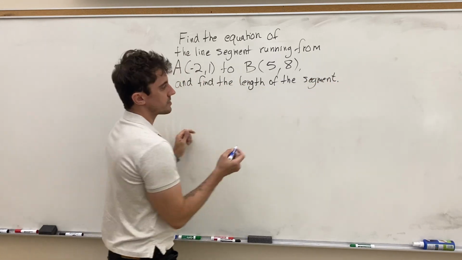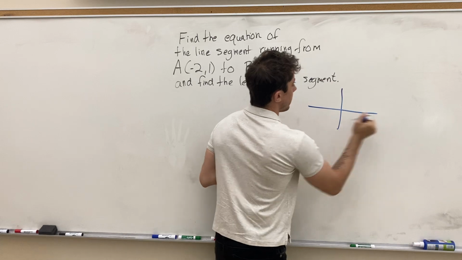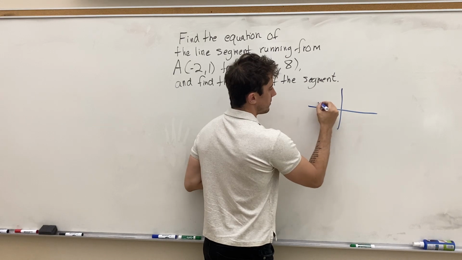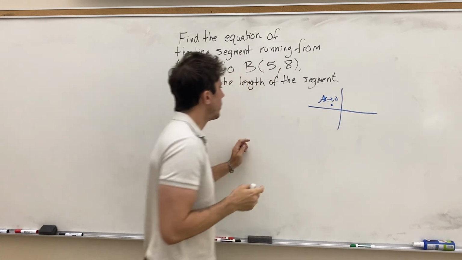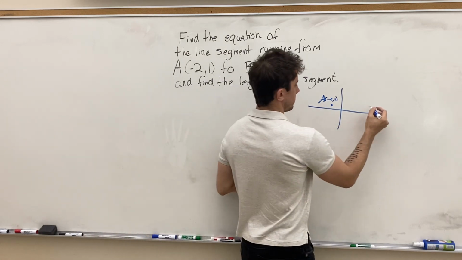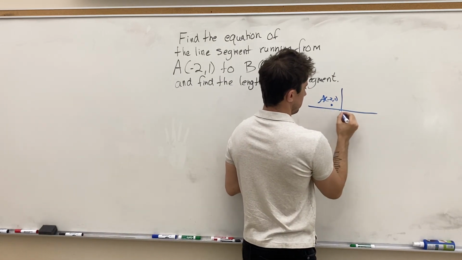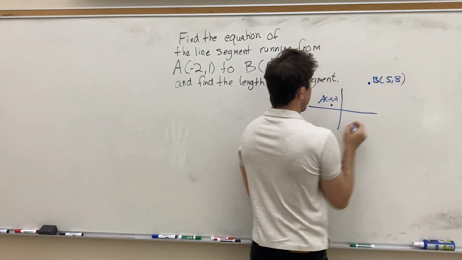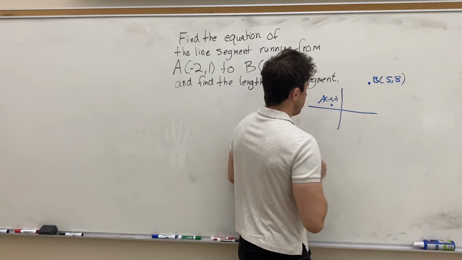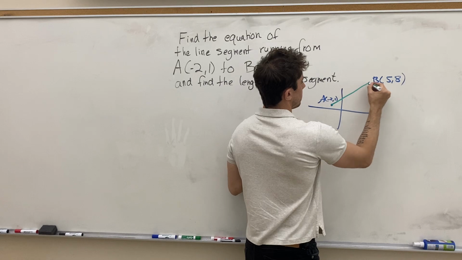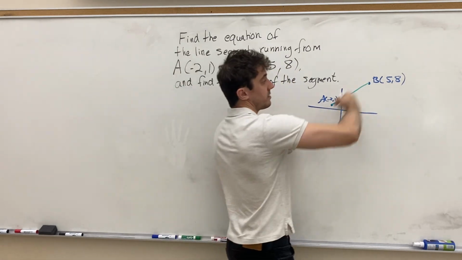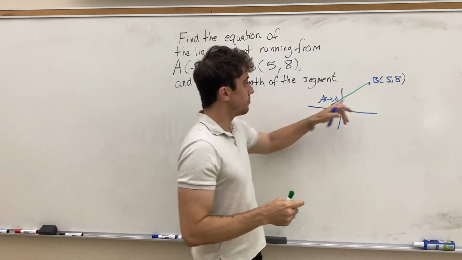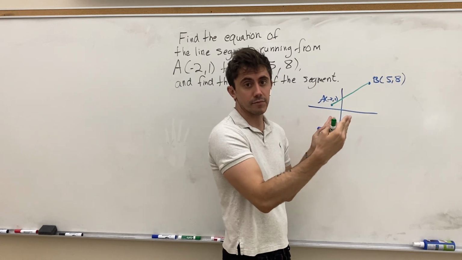Okay, so just to give you guys a visual of what we're doing here, we have a line segment running from the point A at -2, 1, somewhere around here, all the way to point B at 5, 8, somewhere around here, and we have a line segment joining the 2 points, okay? Now, this is going to work the same as a line that would run infinitely in both directions, but we're just going to cut it off at points A and B, okay?